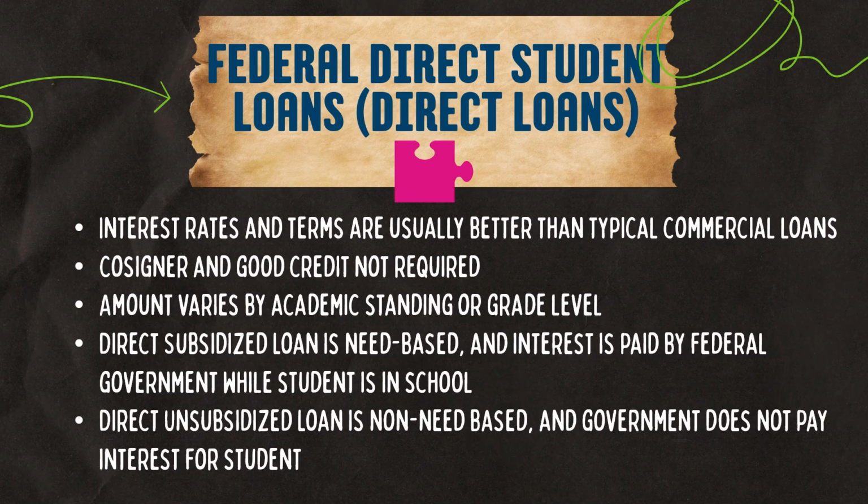Direct subsidized loans are need-based and the interest is paid by the federal government while you're in school. Direct unsubsidized loans are non-need based and the government does not pay interest for you while you're in school.